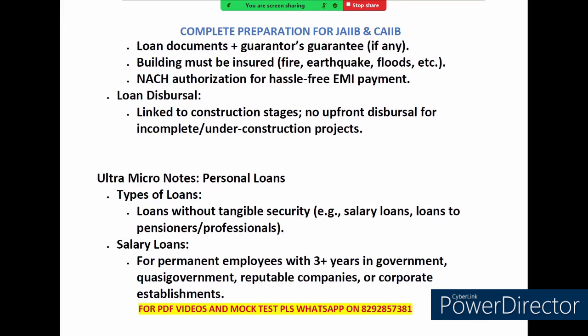Now, if you talk about the personal loan, they are typically offered without any tangible security, which means you don't have to place any asset. These loans are available to salaried employees, pensioners, and professionals. For salary loans, banks usually offer them to permanent employees who have been working for at least 3 years in a government job, well-known companies or corporate organizations. The loan can help cover things like marriage, education, medical expenses, or household expenses.